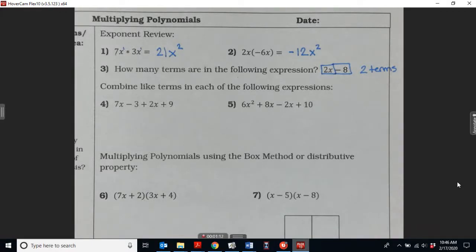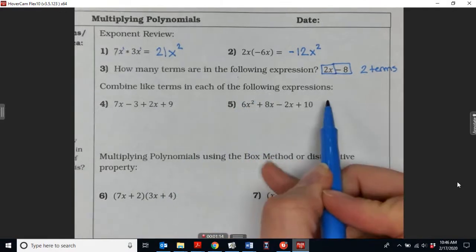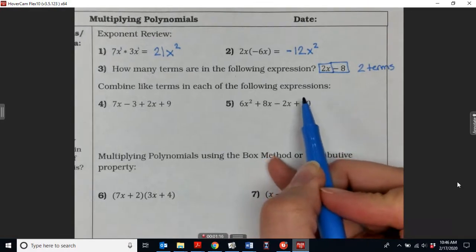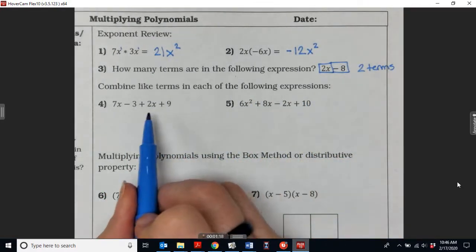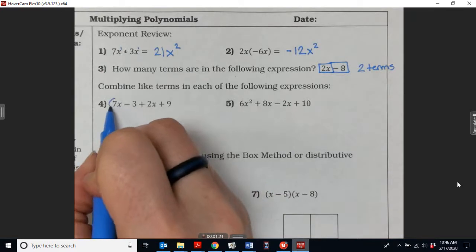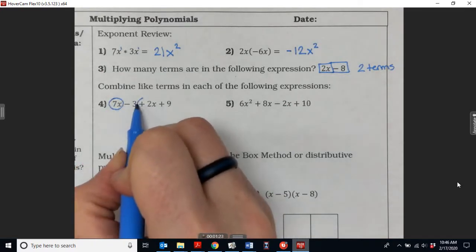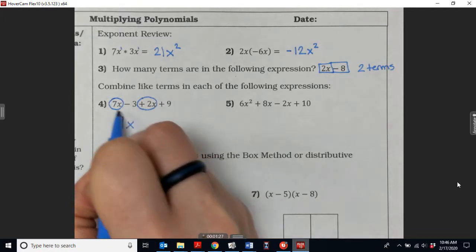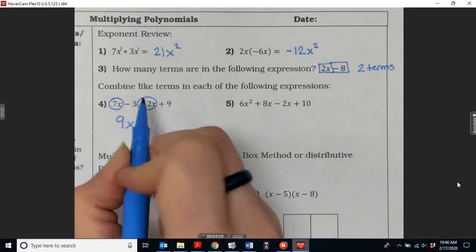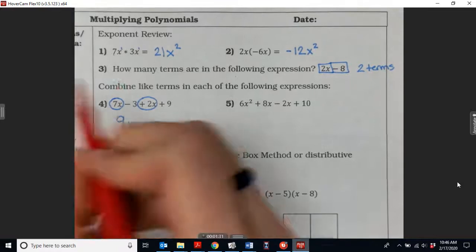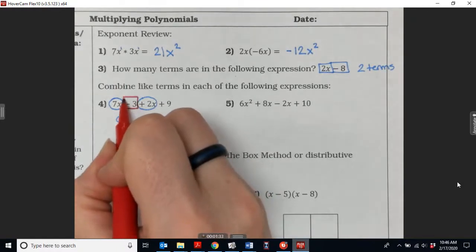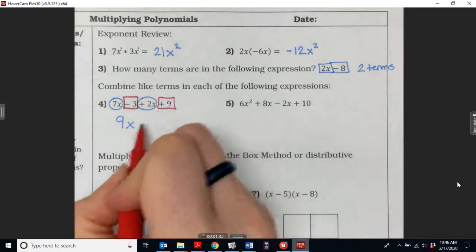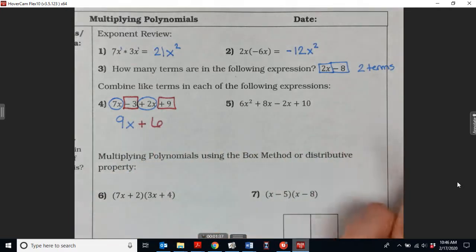Number 4, it says combine like terms in each of the following expressions. So this is what we practiced, just adding polynomials. So we have a 7x plus 2x. 7 plus 2 is 9x. And those are like terms because they both have an x. And then I have negative 3 and positive 9, which makes a positive 6.